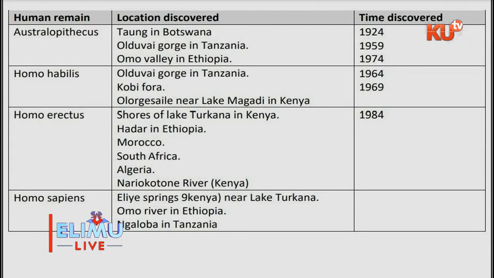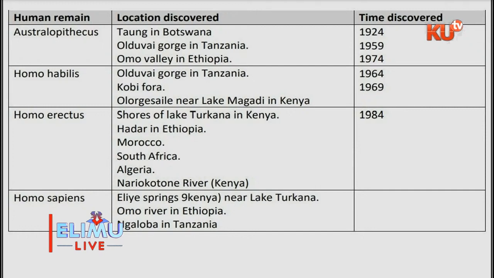Lastly, the remains of Homo sapiens. They were discovered at a place called Eliye Springs in Kenya near Lake Turkana. Also, the remains of Homo sapiens were discovered in the Omo River in Ethiopia. And lastly, Ngaloba in Tanzania.